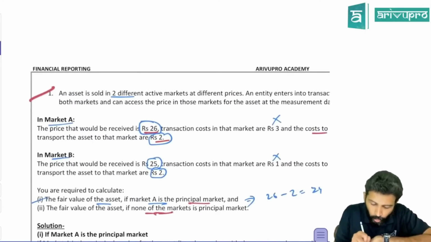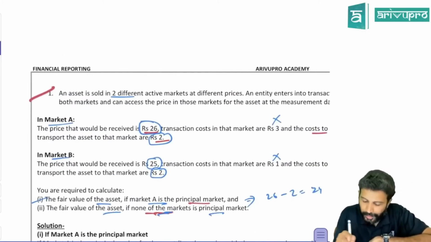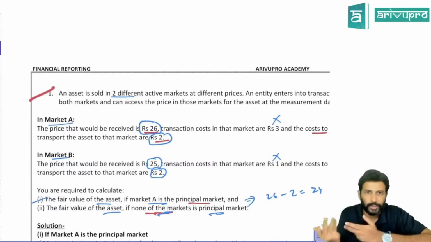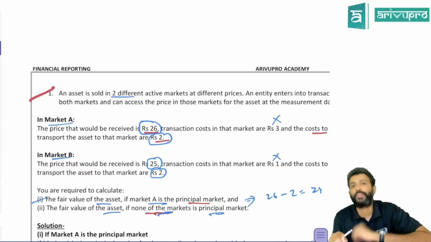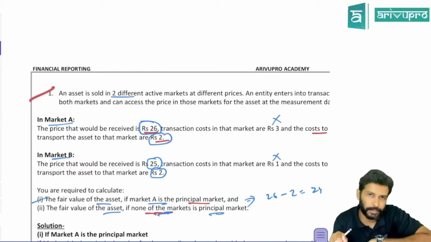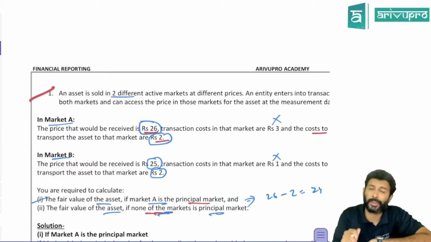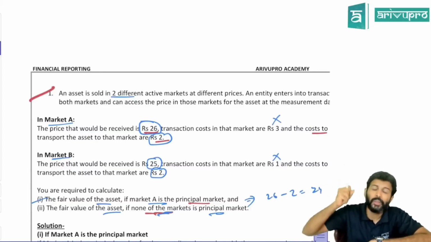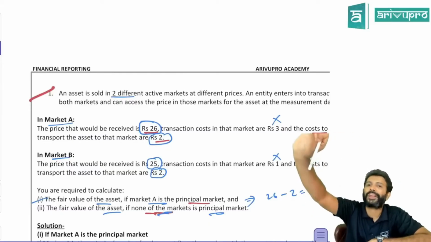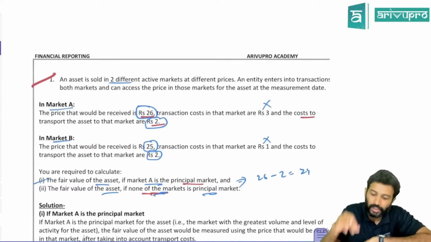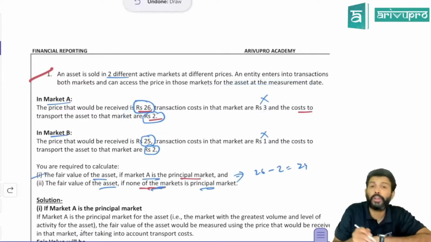Scenario B: you need to find the fair value of the asset if none of the markets is the principal market. You can't find the principal market, it is missing. Sir, if the principal market is missing, what do we have to do? We have to find out the most advantageous market. Most advantageous market means that when we sell the asset, we should receive the maximum price. Whichever market gives me the maximum price is my most advantageous market.